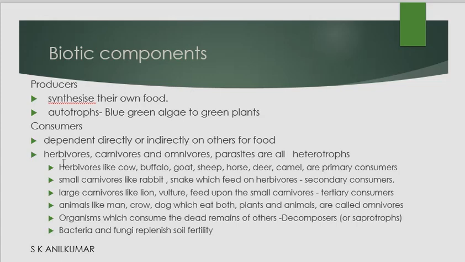So you have heterotrophs, that is herbivore, carnivore, omnivore, but again they are called primary consumer, secondary consumer, tertiary consumer. Primary consumer will directly eat the plant and plant product, secondary consumer will eat the plant product, tertiary consumer will eat the secondary consumers.